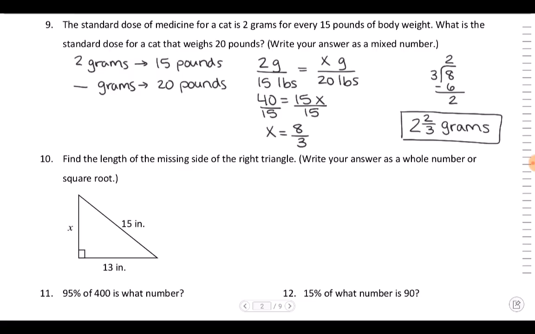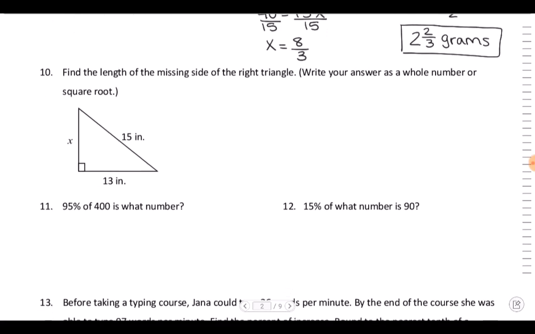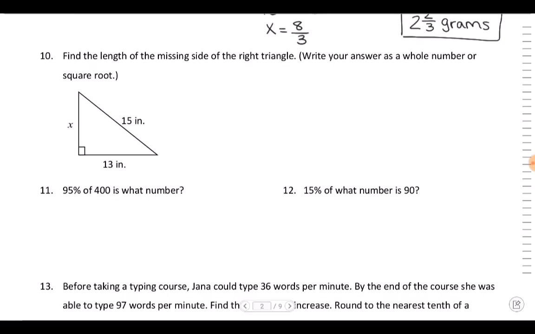Okay. Find the length of the missing side of the right triangle. Write your answer as a whole number or square root. Okay, so no decimal approximations here. So we need the Pythagorean theorem. A squared plus b squared equals c squared.